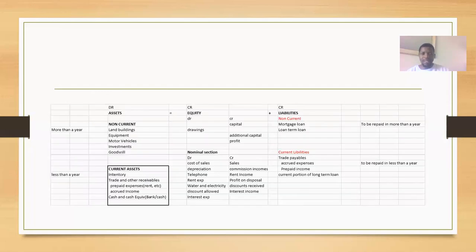So in a nutshell, this is how the accounting equation looks, and that's all the components that you have on the accounting equation. I hope you understand.